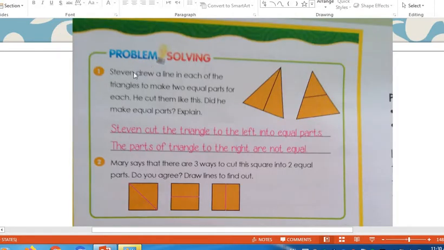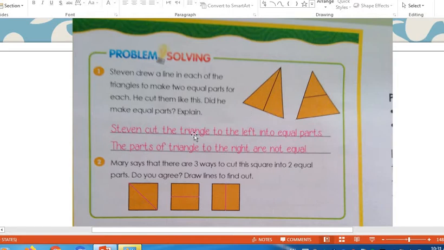Problem solving. Stephen drew a line in each of the triangles to make 2 equal parts for each. He cut them like this. Did he make equal parts? Explain. Okay, I have 2 triangles here.